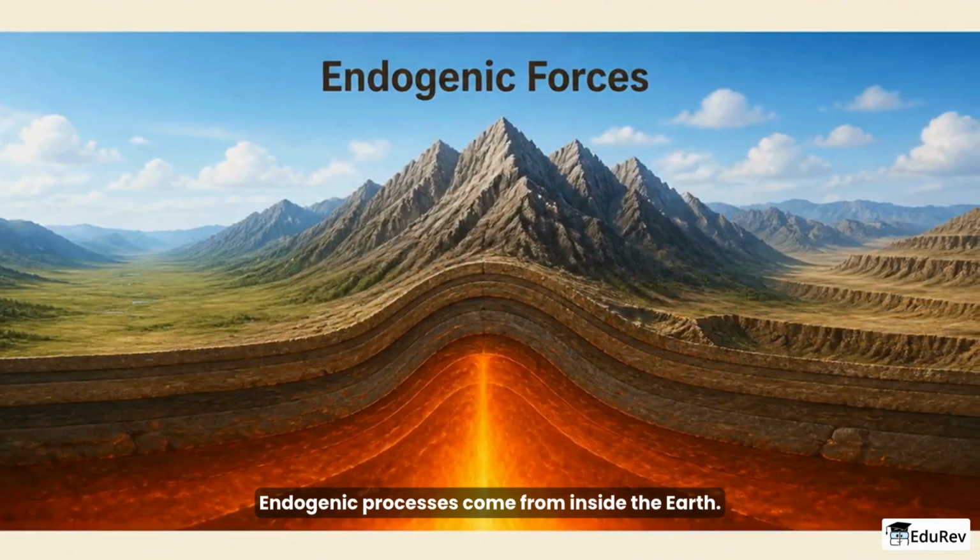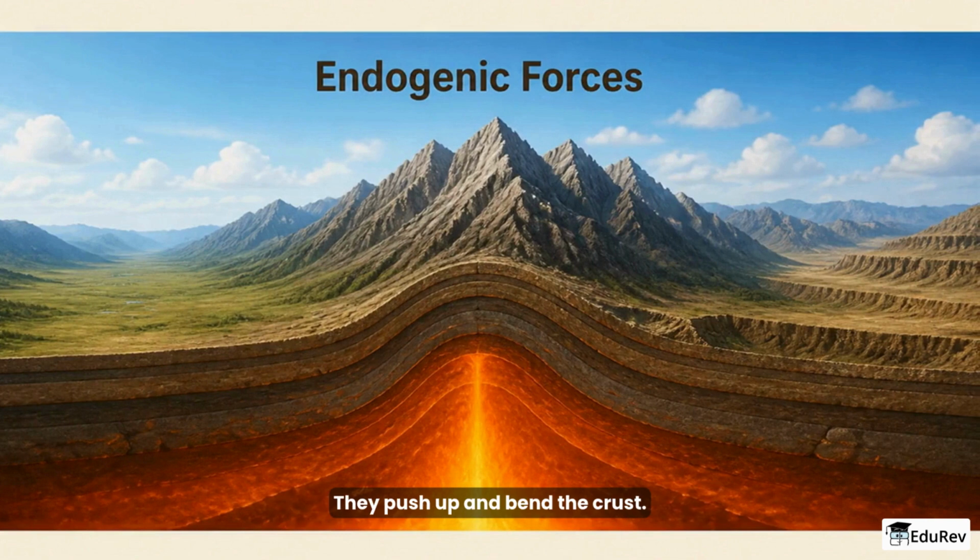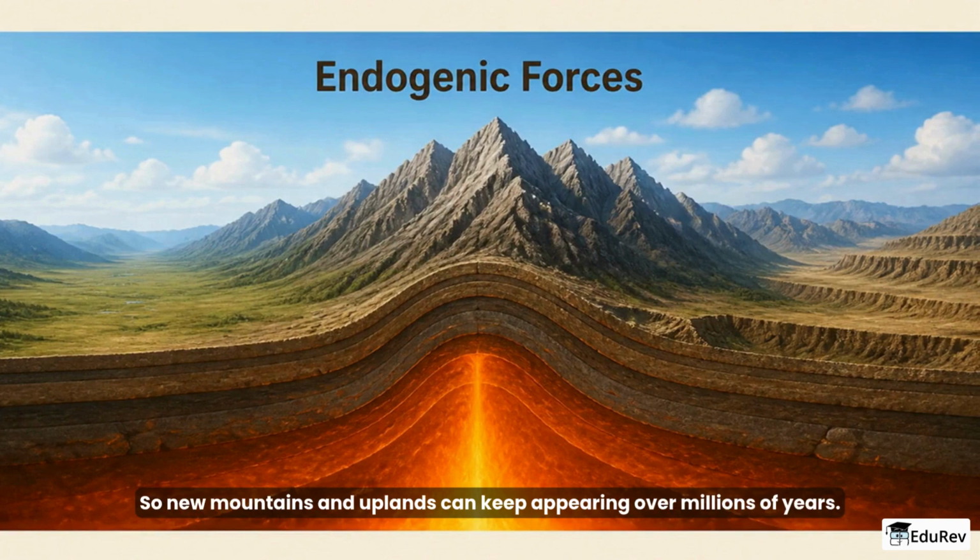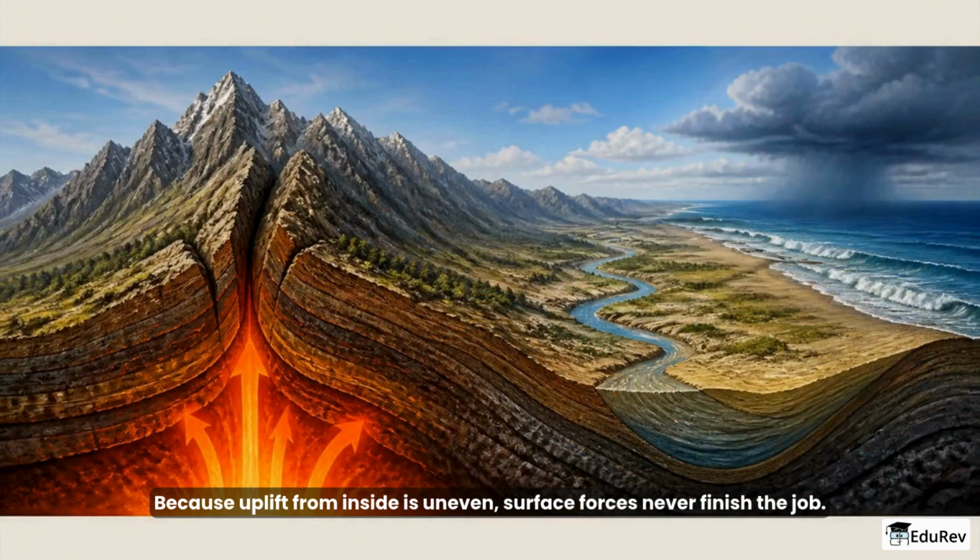Endogenic processes come from inside Earth. They push up and bend the crust, so new mountains and uplands can keep appearing over millions of years. Because uplift from inside is uneven, surface forces never finish the job. This constant push and pull keeps Earth uneven and alive.